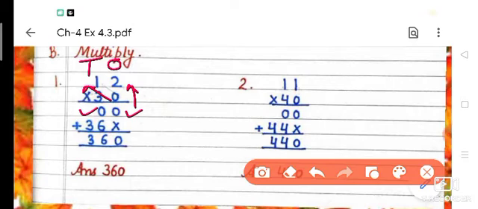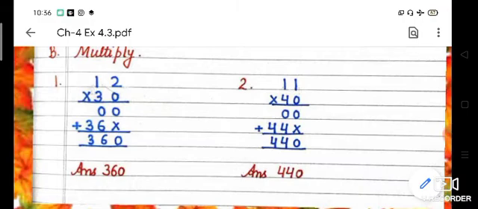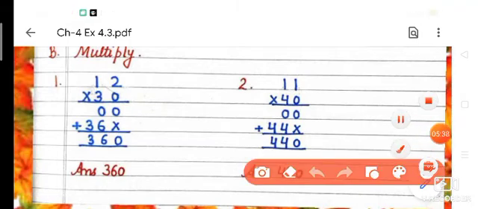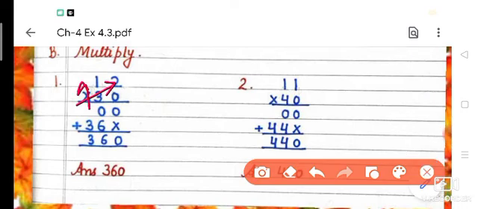In the second step, what are we doing? Firstly, we put a cross. Then we start multiplying by the second number, that is 3. 3 twos and 3 ones. So 3 twos are 6 and 3 ones are 3. How are we multiplying? Again see.